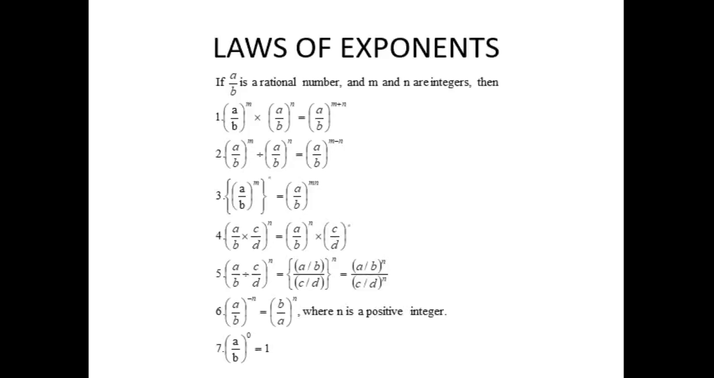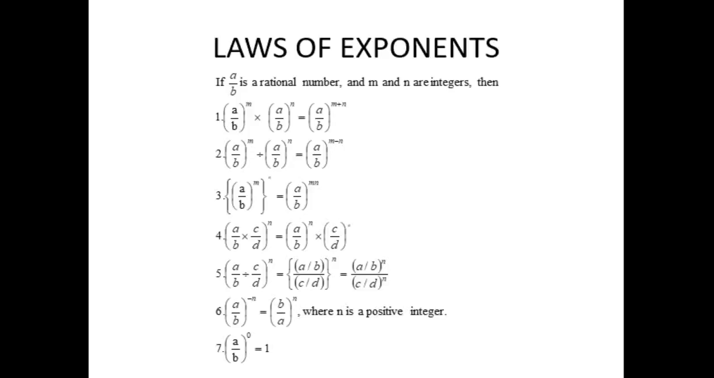Now let's come to the fourth rule, that is the power of product rule. a upon b into c upon d, raised to the power n, we write it as a upon b raised to the power n into c upon d raised to the power n. When the bases are not the same but the power is the same, we write it in this way.